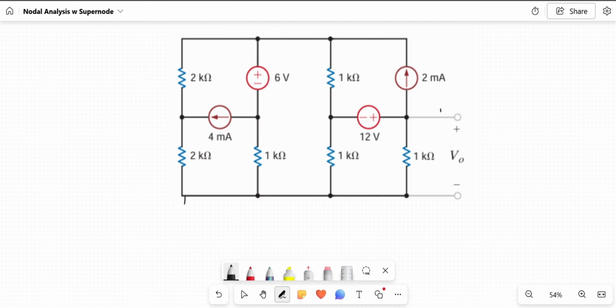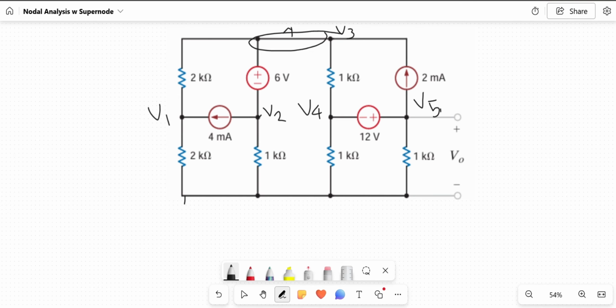Now for this circuit, the first thing I want to do is choose my nodes. I'm going to choose this node V1. This is my V2. I will choose this node up here as my V3. And I will choose this node over here as my V4. And this over here is my V5.